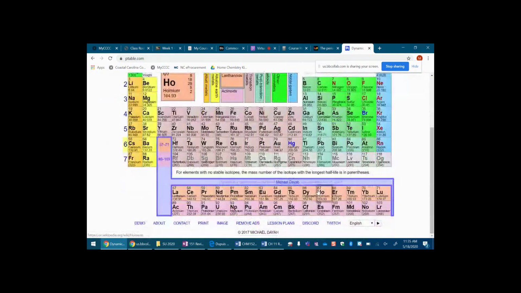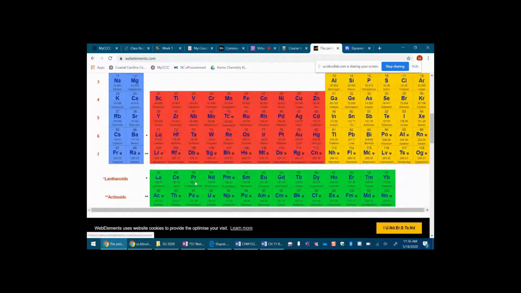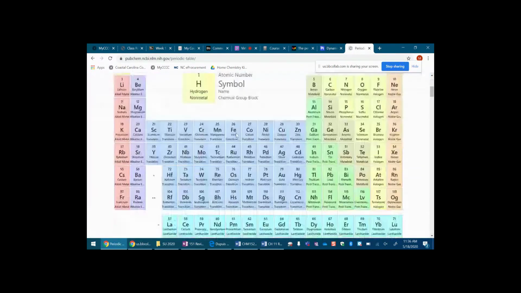All right. So this is perfect. So the P table, right? And this is probably a very good one for you guys to use. But if you look, lanthanum through lutetium is all down on the bottom. That's 15 elements. On this web elements, there's only 14, and it starts with lanthanum and goes over to ytterbium, and then lutetium's up here.